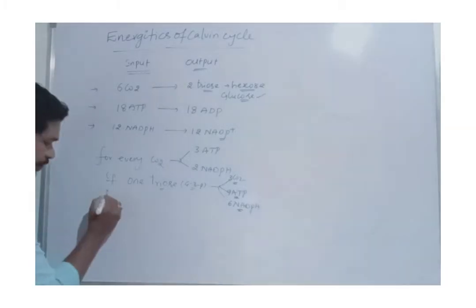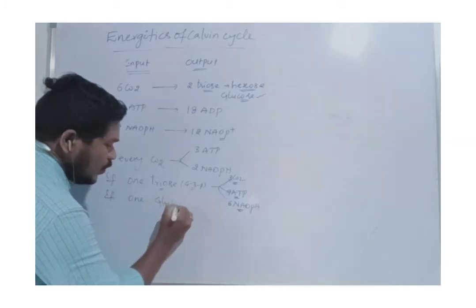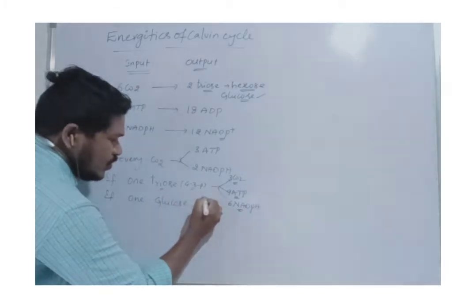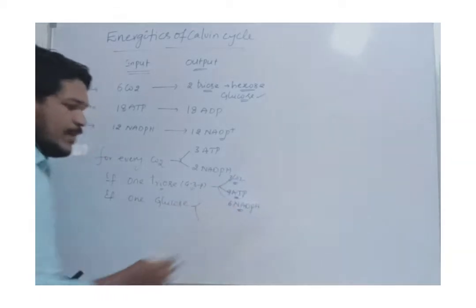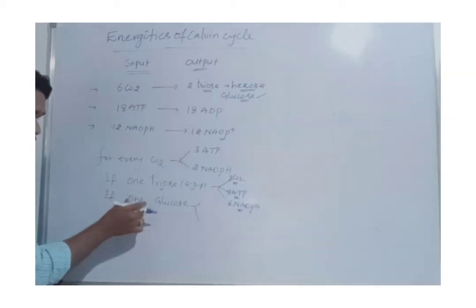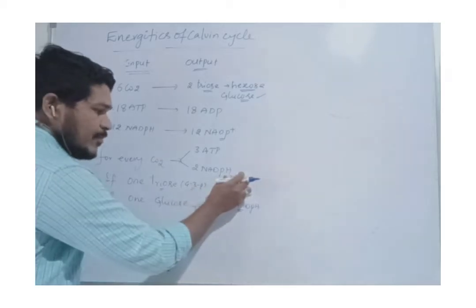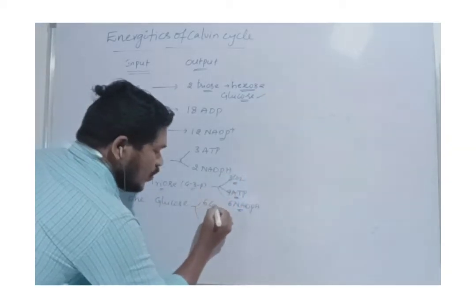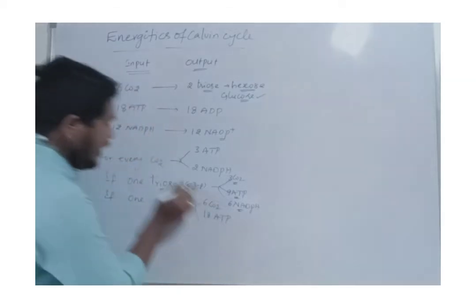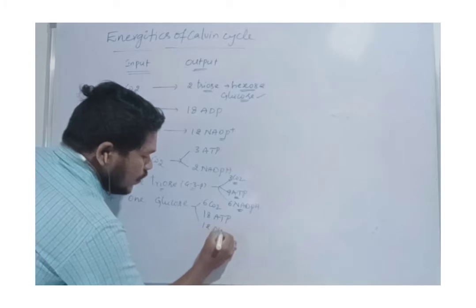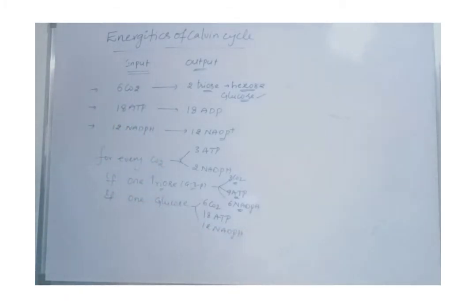And then for the formation of one glucose, how many CO2, how many ATP molecules, and how many NADPH molecules are required? One glucose is a hexose sugar. For the formation of a hexose sugar, 6 CO2 are required, 18 ATP molecules, and 12 NADPH molecules for the formation of one glucose molecule.